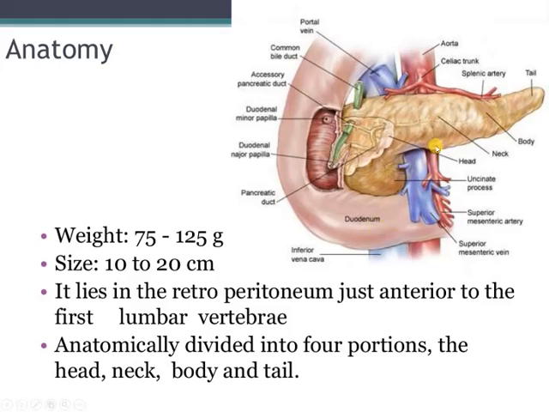On this picture you can see the anatomy of the pancreas. It has a weight from 75 to 125 grams and a size from 10 to 20 centimeters. It lies in the retroperitoneum just anterior to the first lumbar vertebra. Anatomically, it is divided into four portions: the head, neck, body, and the tail.